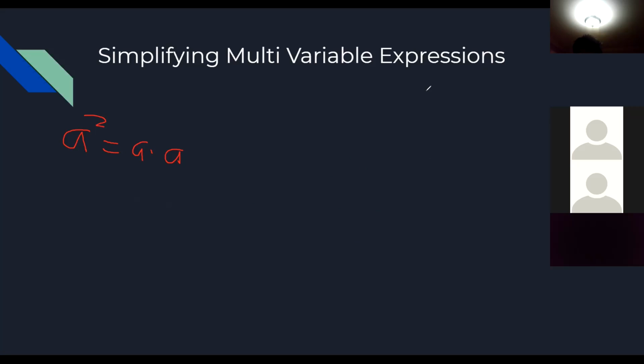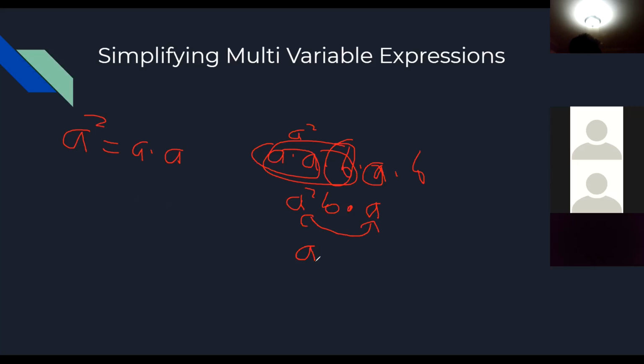So a squared is a times a. Similarly, if you had something like a times b times a times b, first off, this part is a squared. This part then forms a squared times b. But then you have this a here, so it's a squared times b times a. But since order doesn't matter in multiplication, we can multiply these two together to form a cubed, and these two to form b squared.